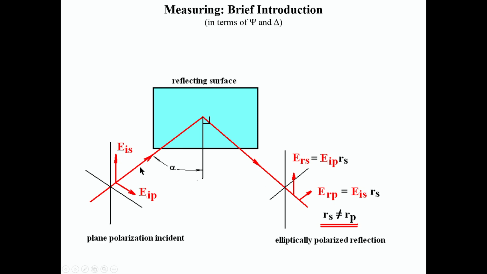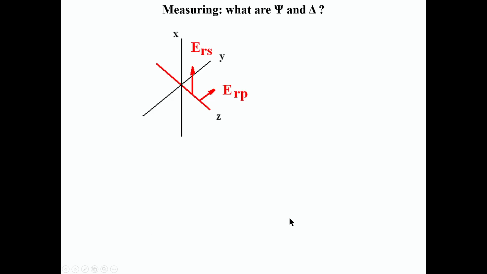What happens is that when the perpendicular component reflects, it undergoes a change in magnitude and phase. The same is also true for the parallel component. In general, the changes in magnitude and phase are different, and so we end up with the exiting, reflected wave with the components out of phase. So we no longer have a plane polarized wave, we have an elliptically polarized wave. And that ellipticity contains useful information about the surface that's doing the reflecting.